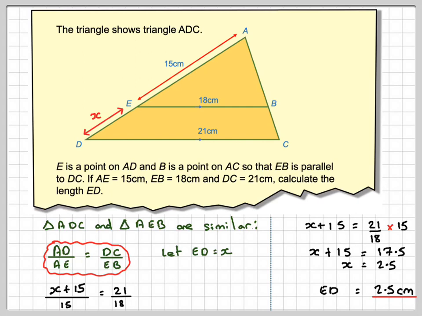So this has been the use of similar triangles in order to calculate an unknown length. I hope you've understood, and I thank you very much for watching.